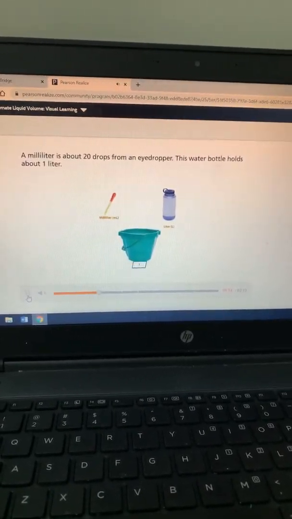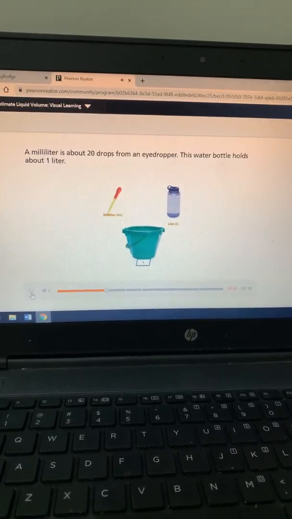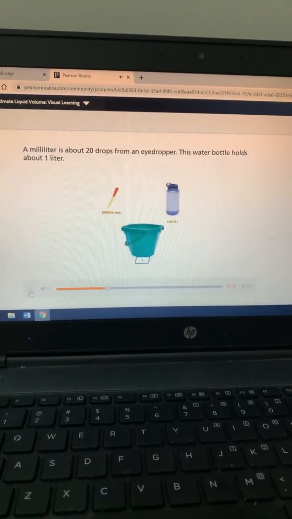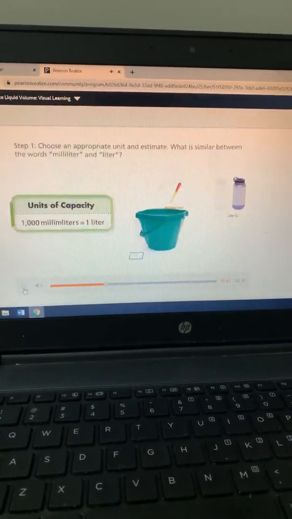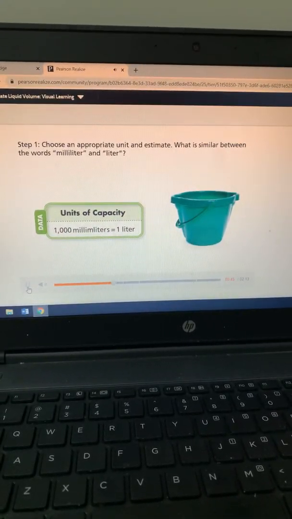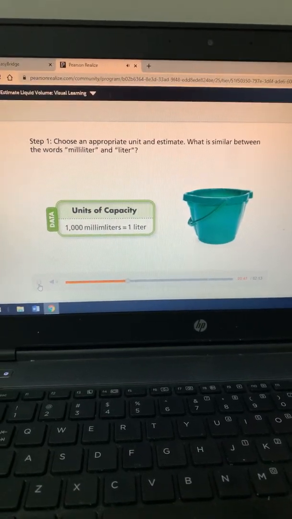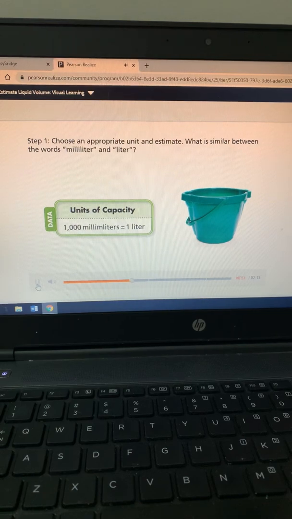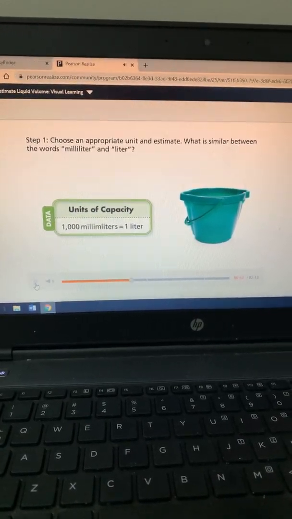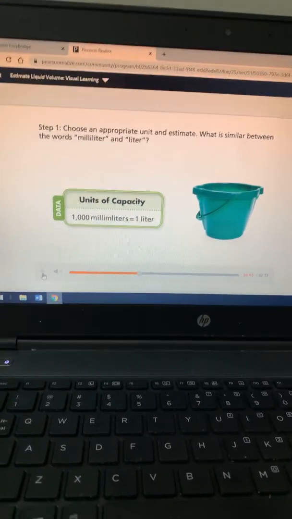A milliliter is about 20 drops from an eyedropper. This water bottle holds about 1 liter. Step 1. Choose an appropriate unit and estimate. What is similar between the words milliliter and liter? So what's similar is the word liter is in both of them.